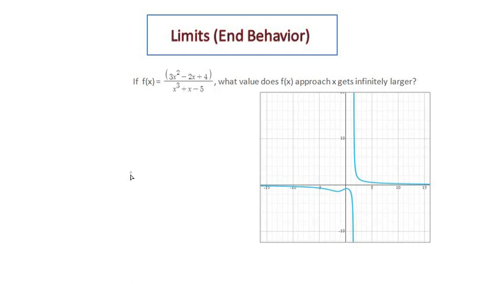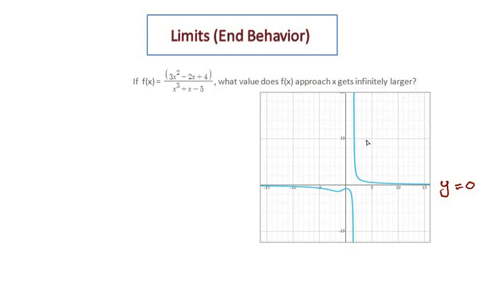This is part 2 of our lesson, rational functions. In this lesson, we will study the end behavior of some rational functions, or what we call the limit at infinity. This is the graph of f of x. As we see, this graph has a horizontal asymptote at the x-axis, or at y equals 0. What value does f of x approach as x gets infinitely larger?